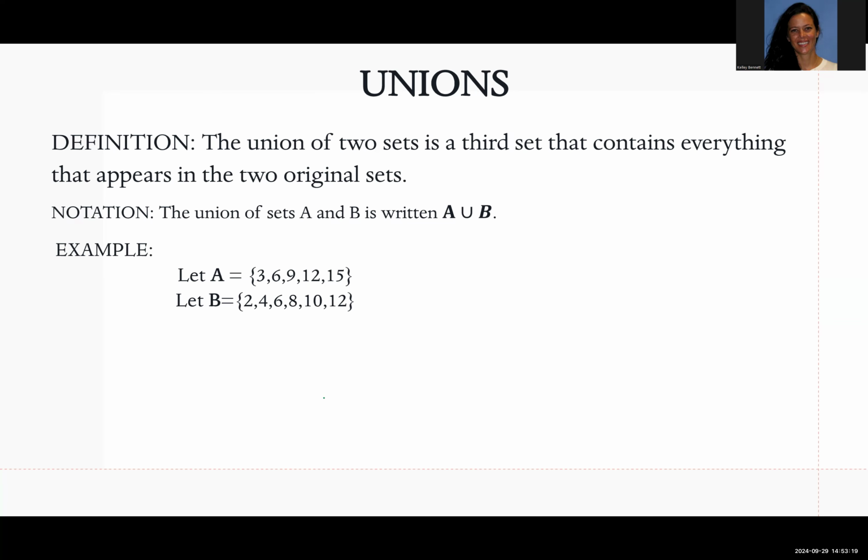If we have A and B as listed, 3, 6, 9, 12, 15, A, and 2, 4, 6, 8, 10, 12, B, then I can take the union of these two sets and I'm going to write everything together. So the 2 came from B, 3 came from A, 4 came from B, the 6 was in both A and B. I don't need to write it both times. I just write it once. Even though it appears in A and B, I'm not going to double list it.